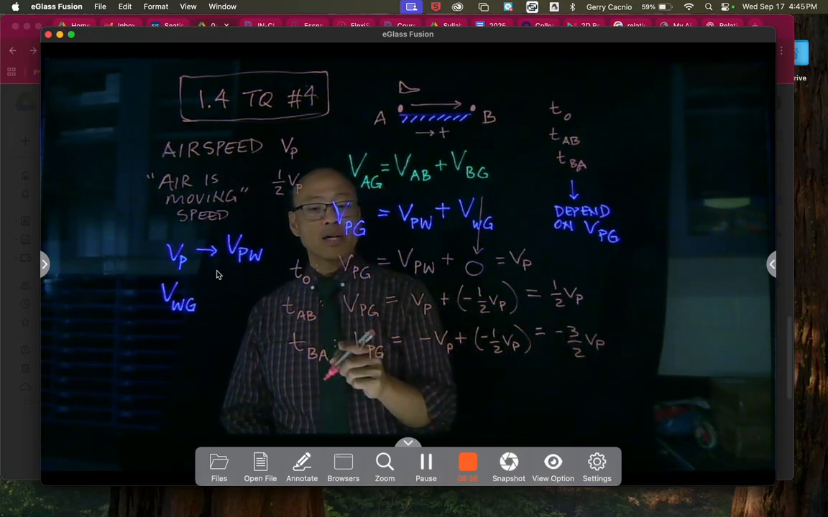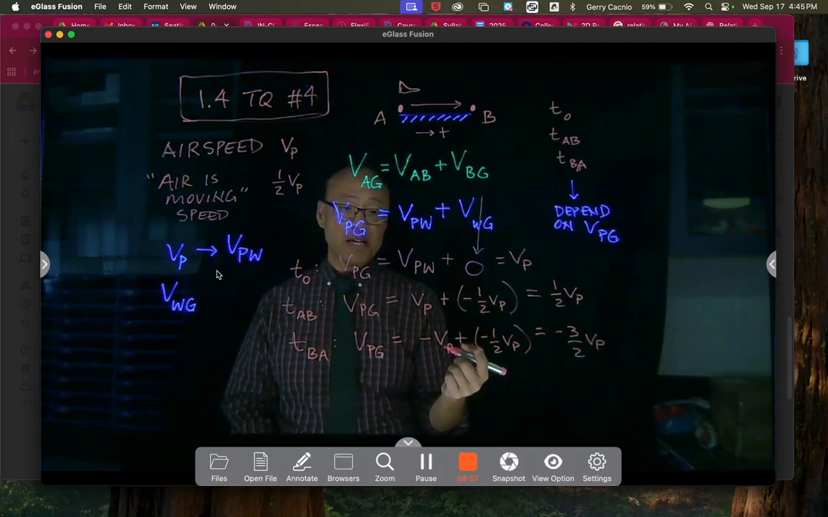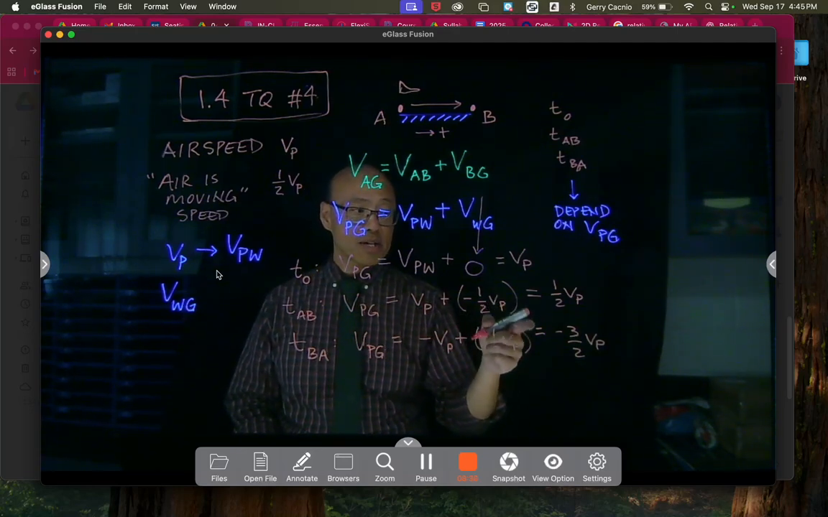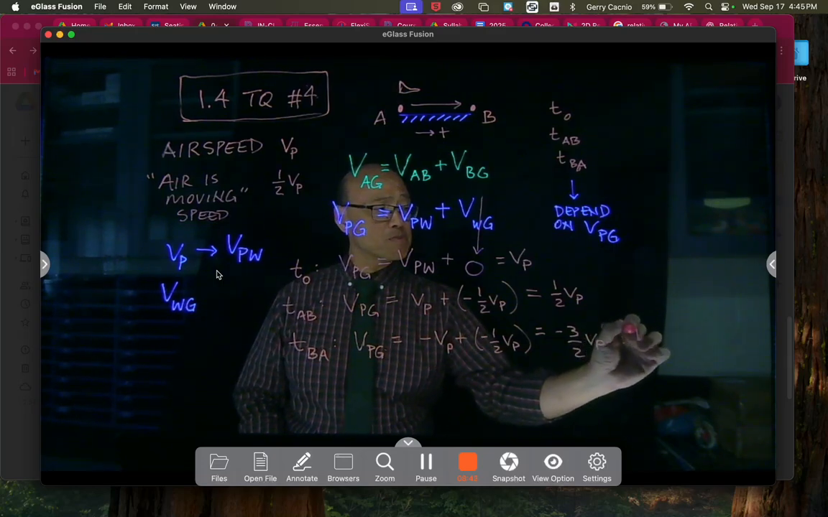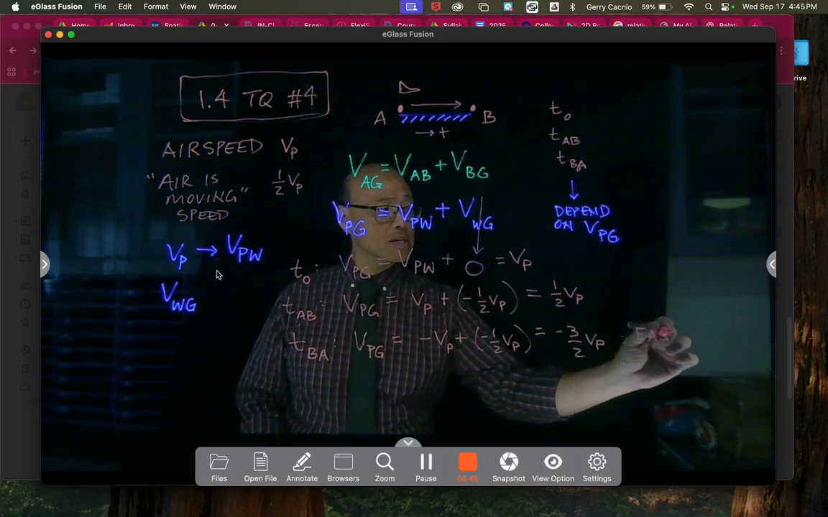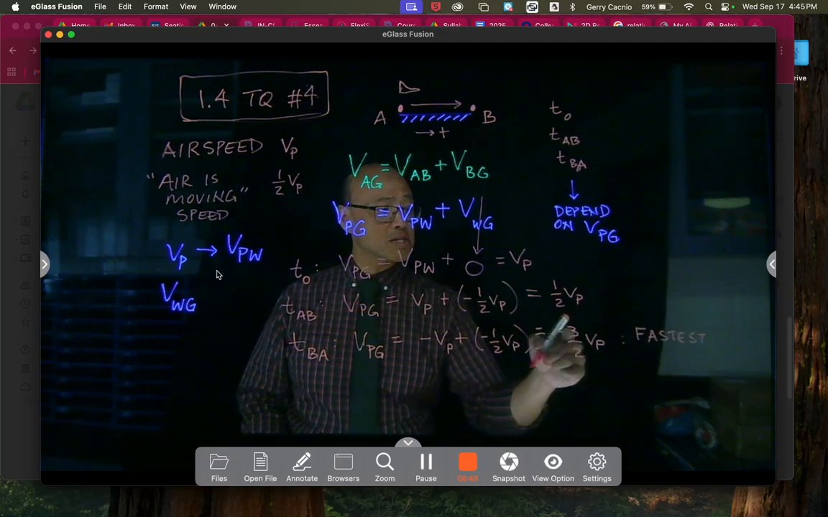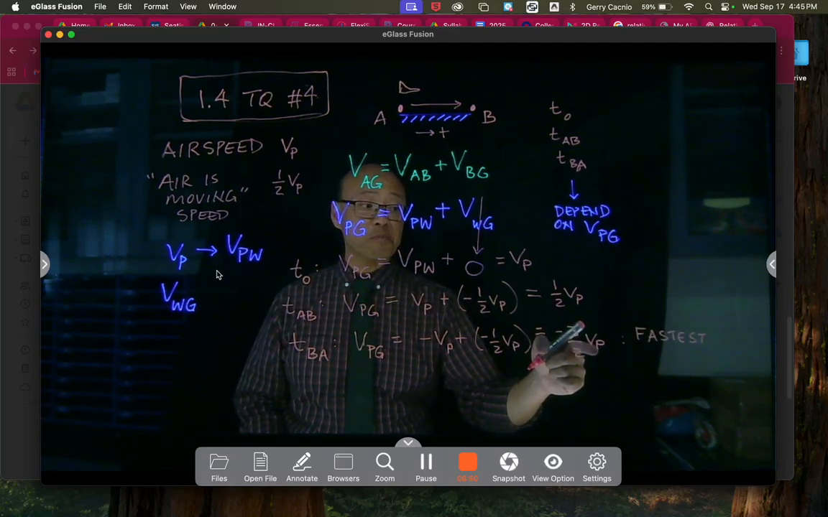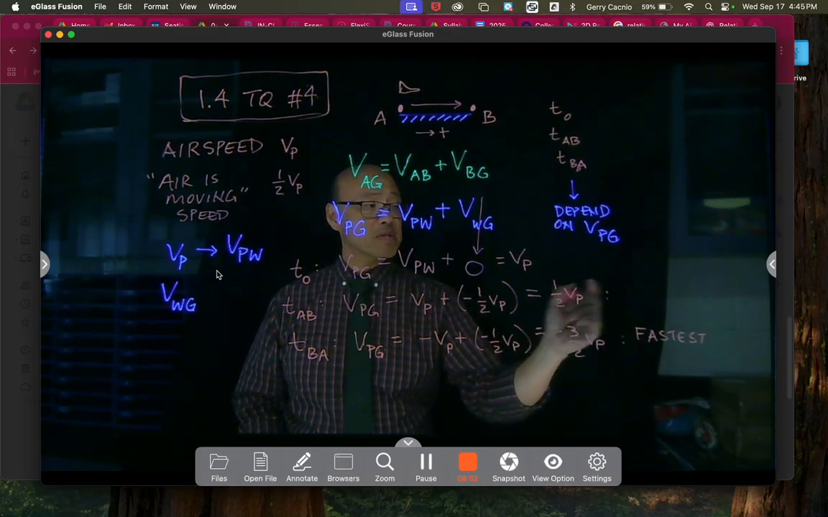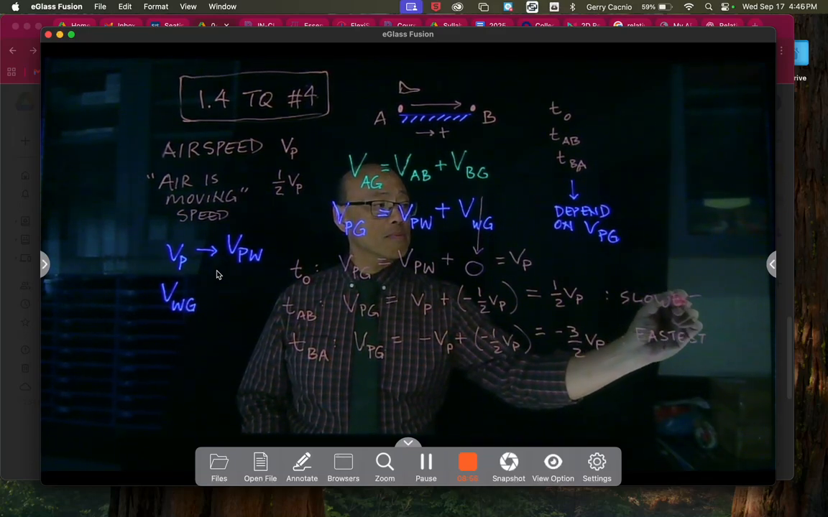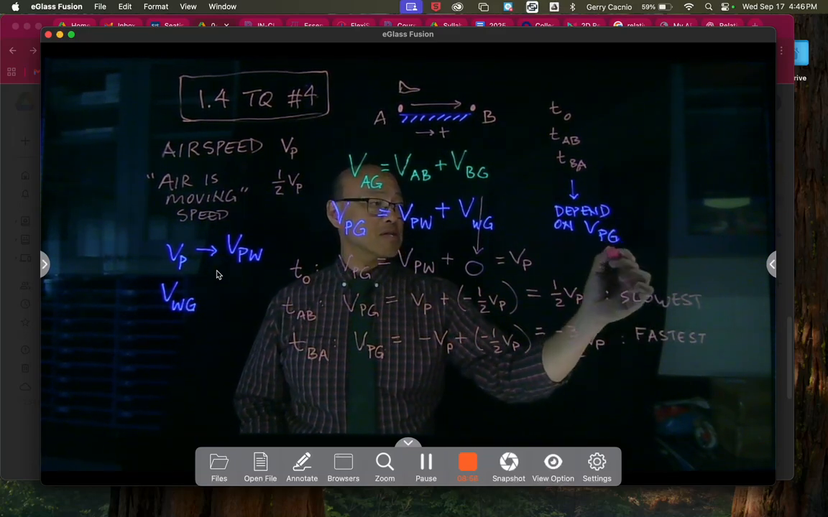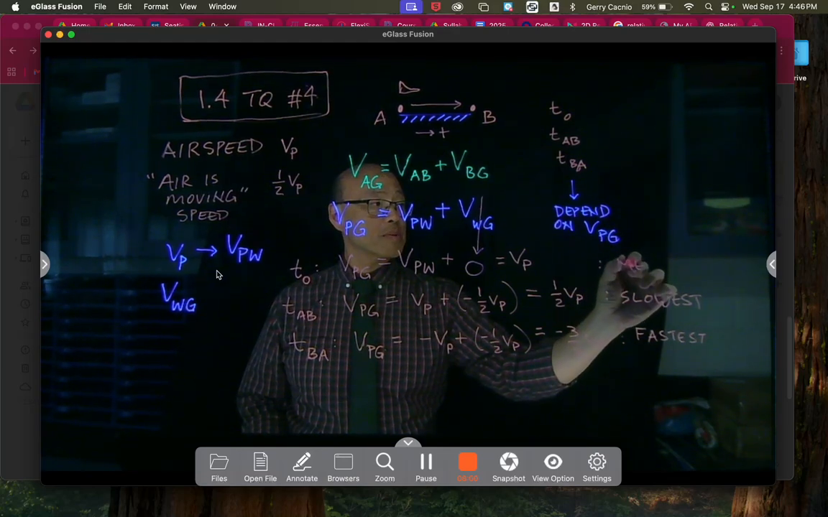But the time it takes just depends on my speed. I'm not worried about the direction. And you can see that in this case, the plane is moving the fastest because it's 3/2 VP in terms of speed. Here it's moving the slowest because it's only half. And in this case, it's the medium, right? Medium or middle.